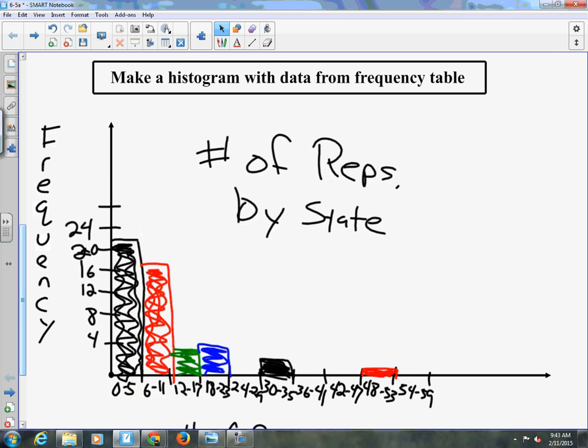When you guys do this, you're going to do it on graph paper. So it's going to be neat. All right? Question.